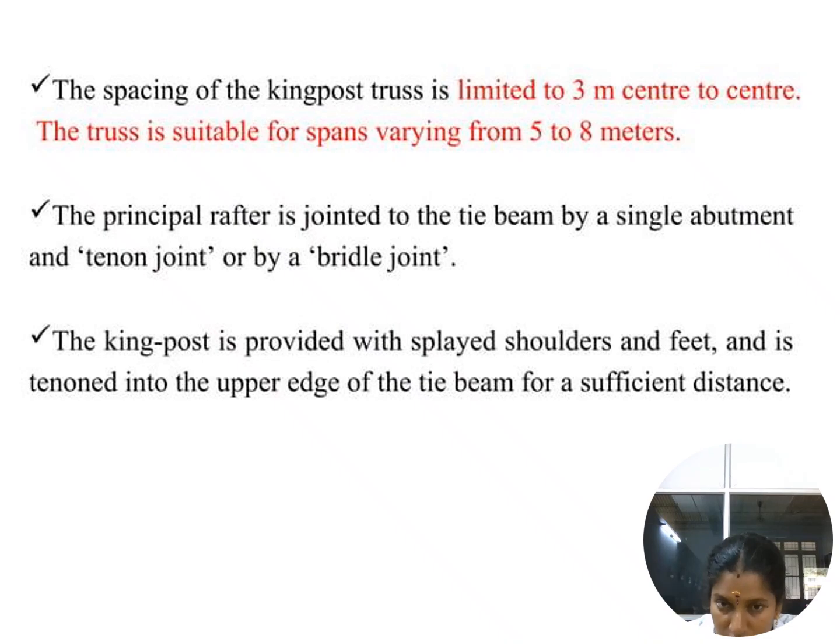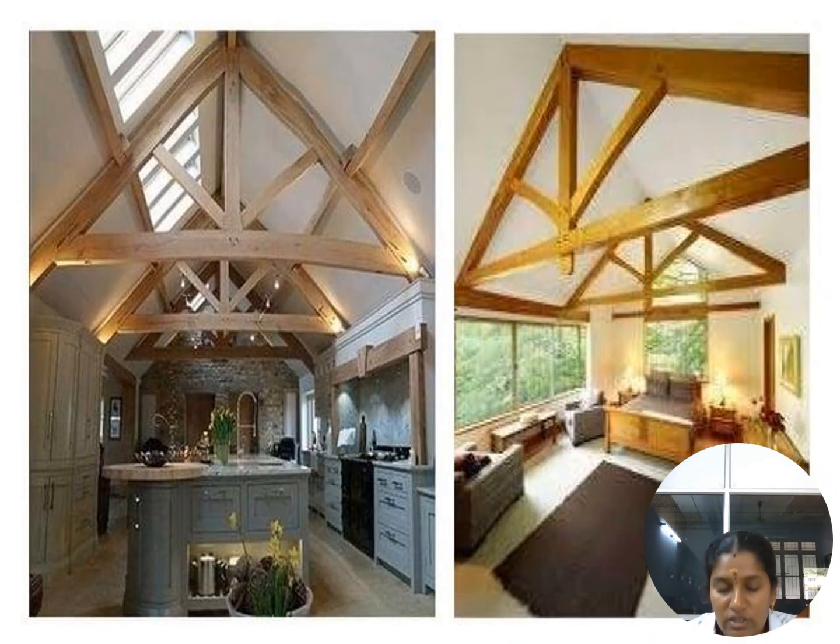This inclined member is called the principal rafter. The horizontal member is called the tie. Both connect at one point, which is called a brittle joint or tenon joint. We can say it like this. The king post is provided with splayed shoulders and feet, and is tenoned into the upper edge of the tie beam at a sufficient distance. We have to provide this kind of sufficient distance. So this is the practical example of king post trusses.